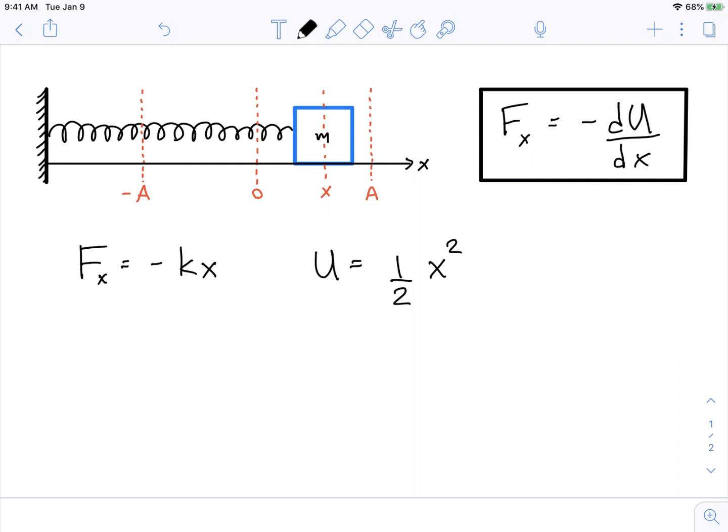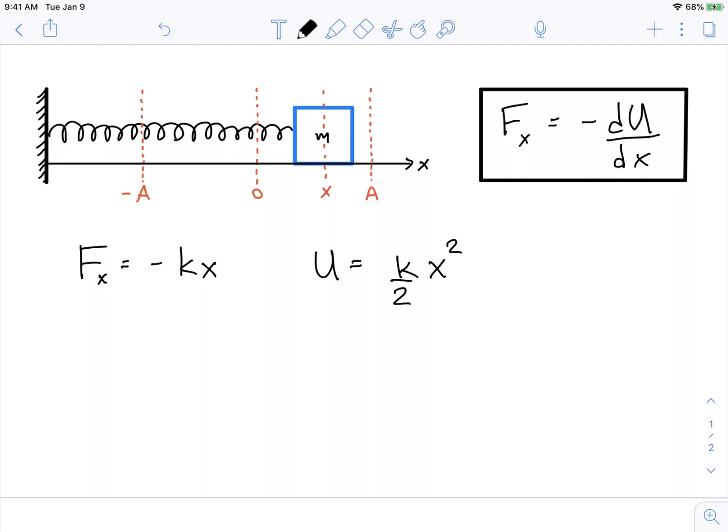Well, what else am I missing? I take the derivative of this, and I get just x, and then I multiply it by a negative sign. Oh, I got my negative sign. I just need to add in the k, right? So let's just put the k here. So the potential energy looks like it's k over 2 times x squared.